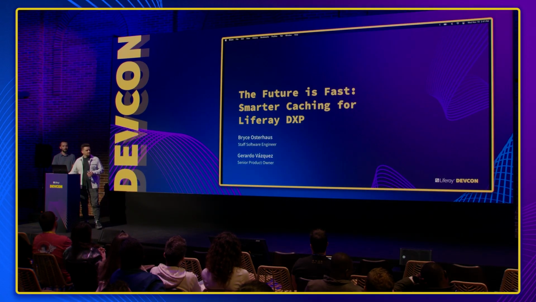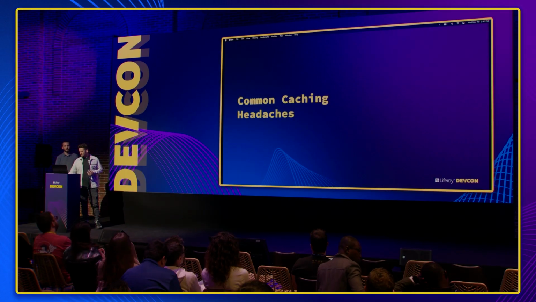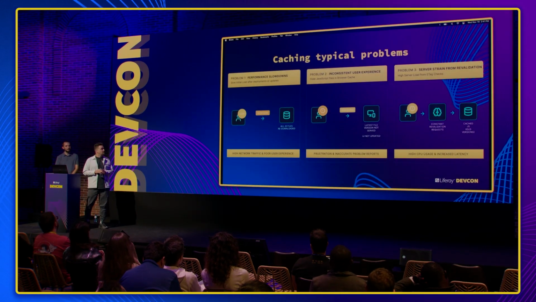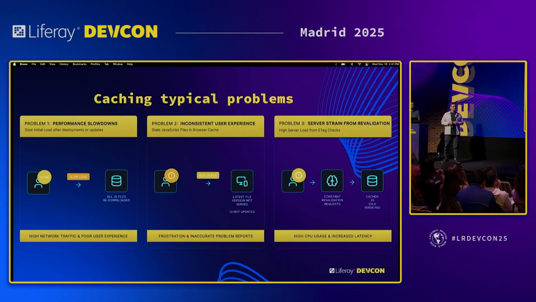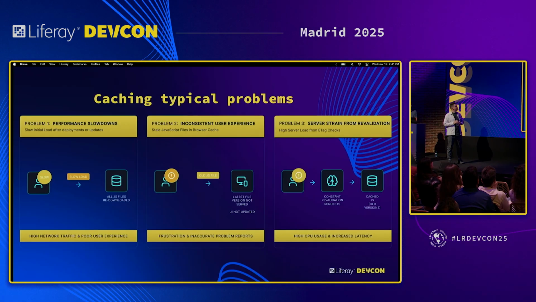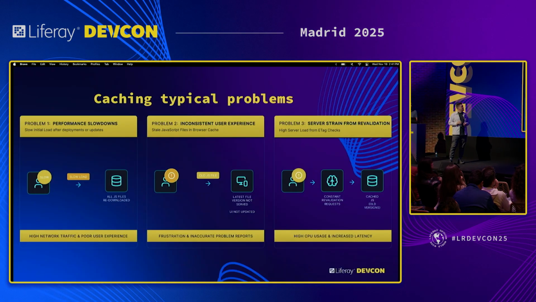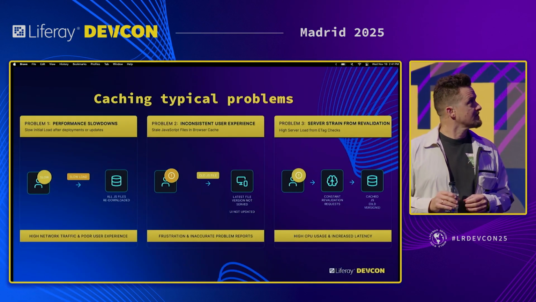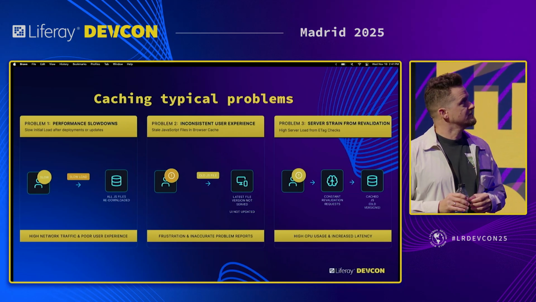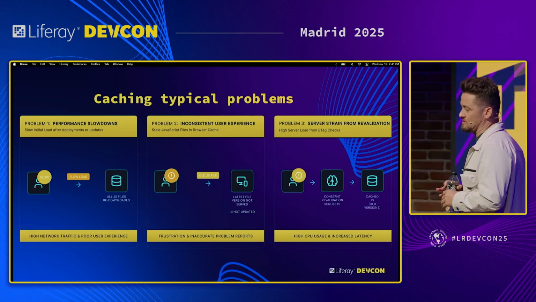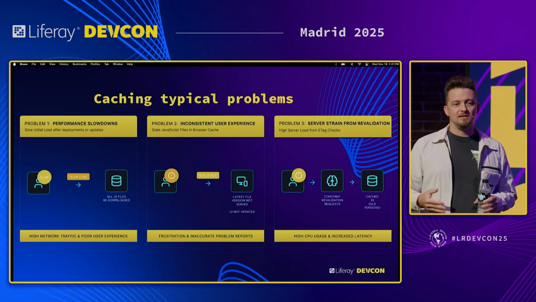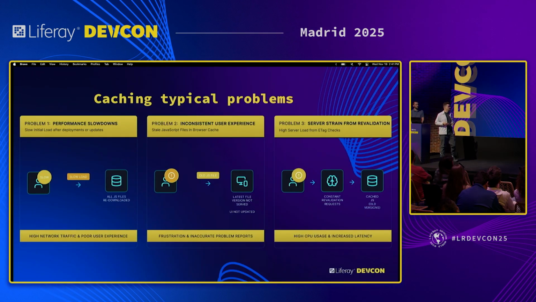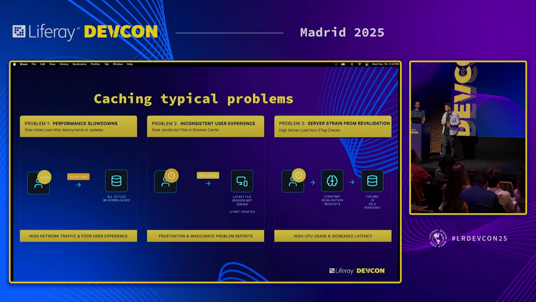To start with, I would like to have a look at the common caching problems and headaches that every organization delivering digital content faces. The first one happens when you don't cache anything. If you don't cache your JS and CSS files, the user is requesting all the files every time they request a new page or reload. So that, as you can imagine, leads to poor performance.